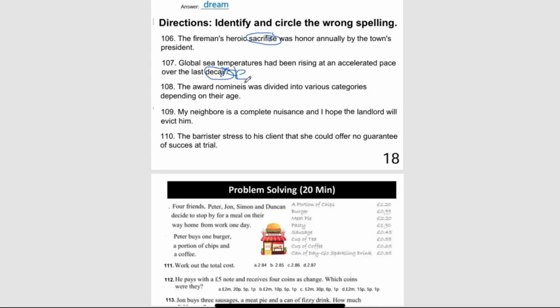For question number 108, the award nominees was divided into various categories depending on their age. Wrong spelling is the word nominees. It should be N-O-M-I-N-E-E-S.